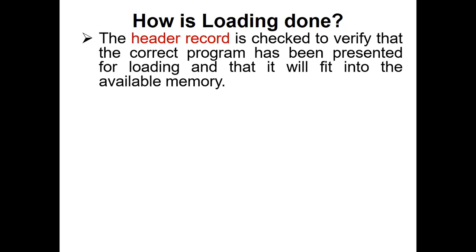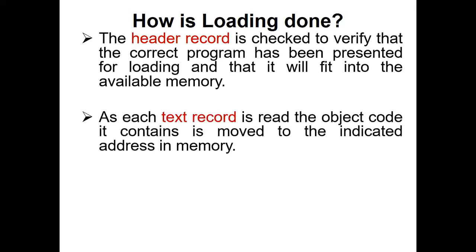Then it will also get to know the size of the program, okay? It needs the size of the program to know whether it will fit into the allocated memory space. If it doesn't fit, then maybe the operating system will find another partition of memory where that particular program will be loaded. So the header record is checked first to verify that the correct program has been presented for loading, and again, to verify whether it will fit into the available memory. So that is the use of the header record of the object program.